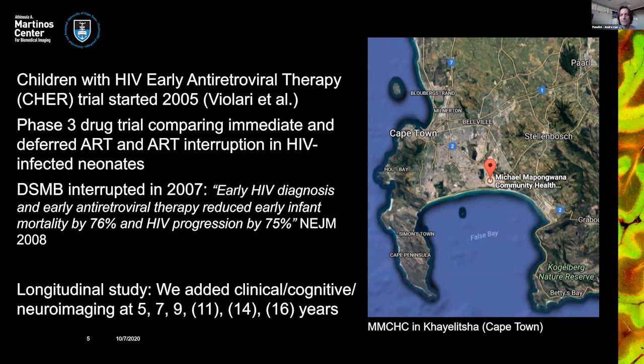So that changed the standard of care, and this result was published the next year in the New England Journal of Medicine, with the conclusion that early HIV diagnosis and early antiretroviral therapy reduced early infant mortality by 76% and HIV progression by 75%. So I got involved later when the children had reached the age of 5 in 2010. With colleagues in Cape Town, we added cognitive testing and neuroimaging at a 5-year time point, and then 7, 9, and 11. And we're continuing at 15 and 17 years. These time points have been delayed because of COVID.